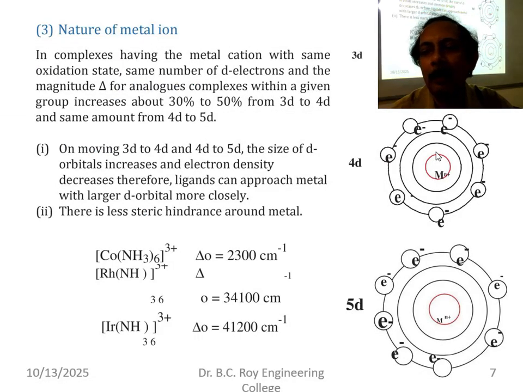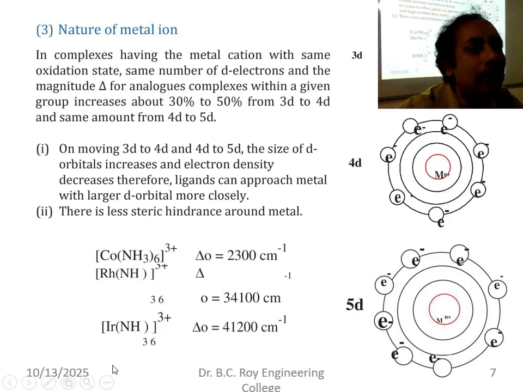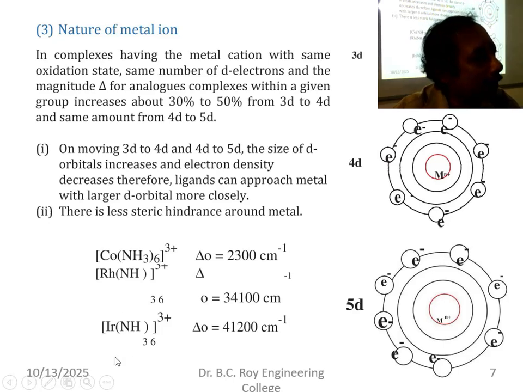Now nature of metal ion. Nature, not number. So that is in the periodic table: cobalt, rhenium, iridium, one below another. Cobalt is the topmost, below that you have rhenium, and below that you have iridium. See the values, again the same way. You understand? 23000, 34100, 41200.